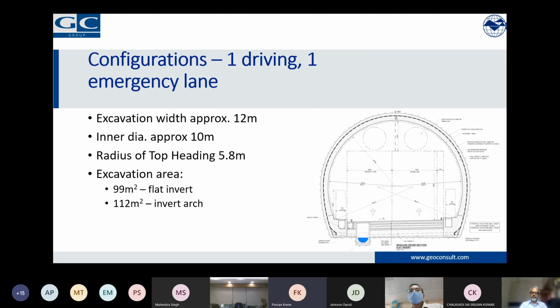So just one possible configuration, a road tunnel with one driving lane and one emergency lane, we will have approximately an excavation width or excavation diameter of 12 meters. So the inner diameter will be 10 meters to house all the things we need. And when we look at the areas, we will have about 100 square meters of excavation area when we have this so-called flat invert, where we have only abutments for our inner lining. And if we have an invert arch for poorer rock mass, we will end up with something around 112 square meters of excavation area.